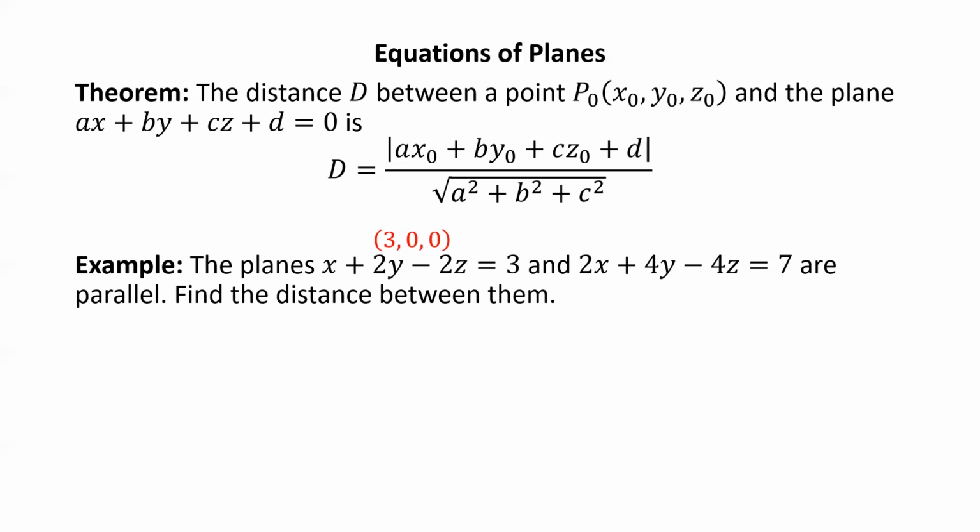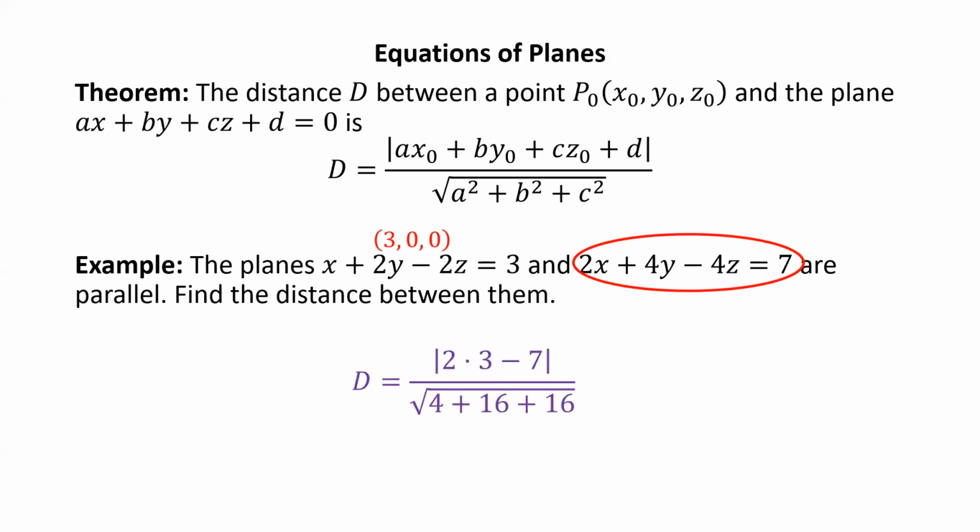And now we can simply apply the distance formula with that point and the second plane to get 2 times 3 plus 4 times 0 minus 4 times 0 minus 7. Don't forget to bring that 7 over to the left. Take the absolute value of that. And on the bottom, we have the length of the normal vector to the plane, which is the square root of 4 plus 16 plus 16. So on top, we get the absolute value of 6 minus 7, which is the absolute value of -1, or 1. And on the bottom, we get the square root of 36, which is 6. So the answer is 1/6.